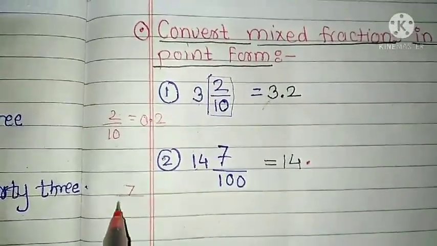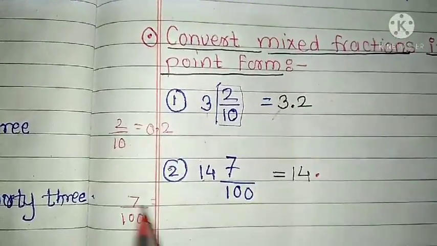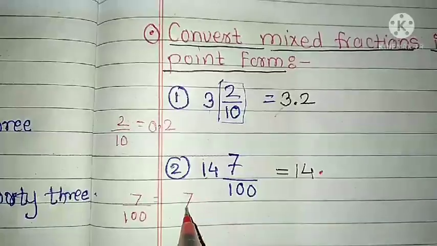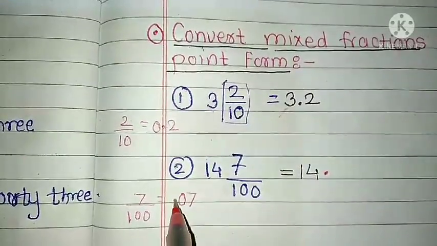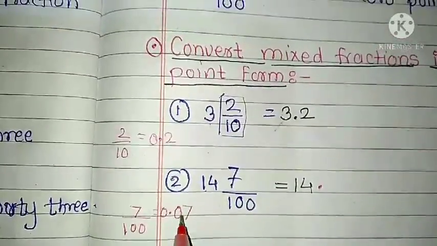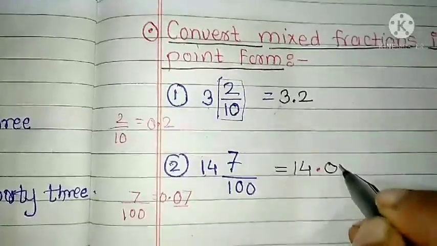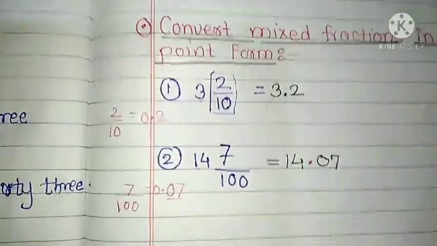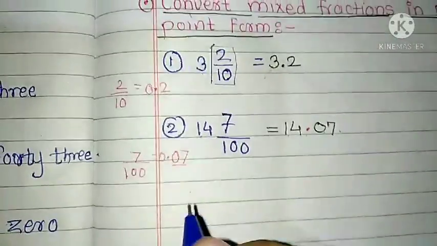So we know 7 upon 100. How do we write it? How many places do we have to leave? First write the 7. Then how many places? 1, 2. And then there is no number, so I am putting 0. 0.07. So after the point, which number is coming? 07. So I am writing here 07. So we converted it as 14.07.